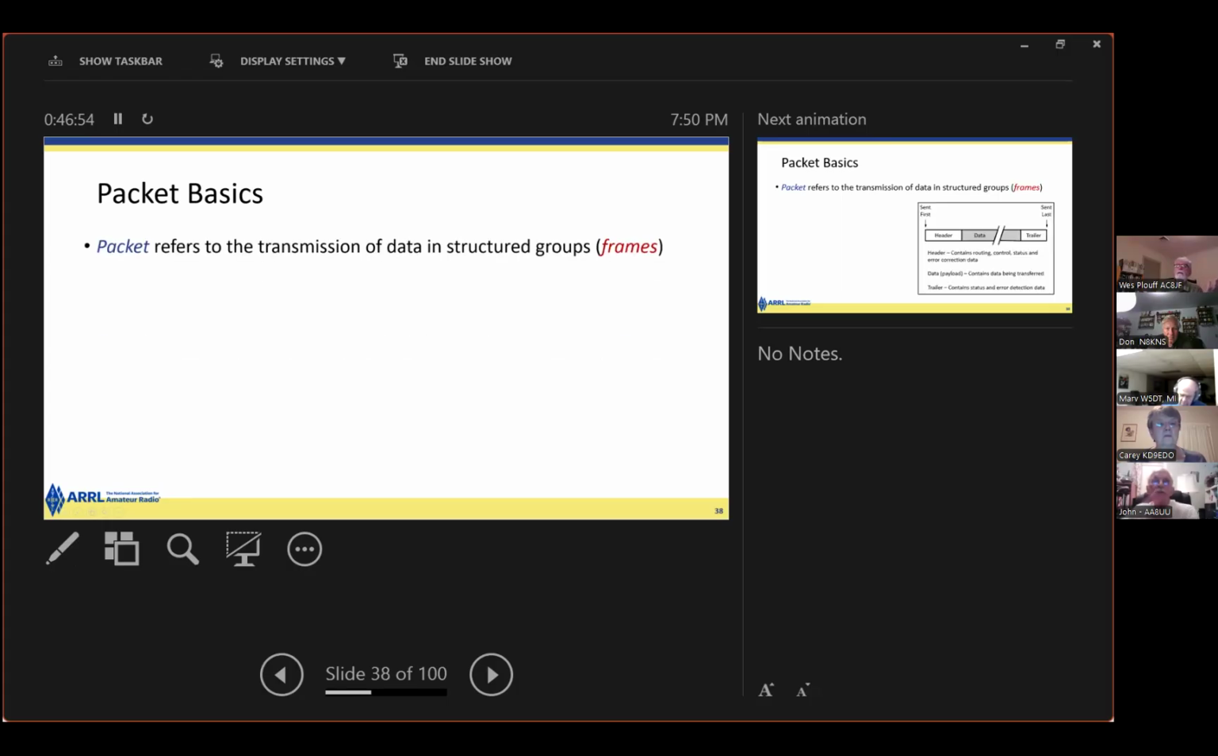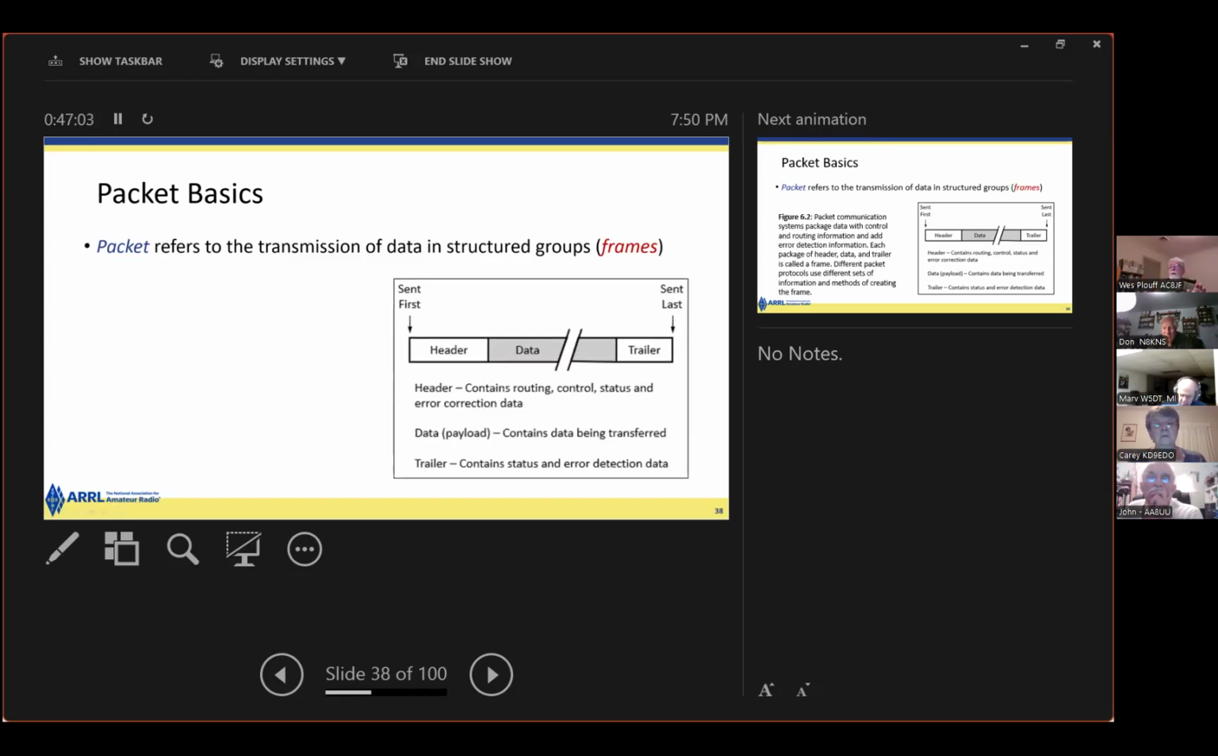A packet refers to transmitting data inside of a structure called a frame. The elements of a frame are a header, the data segment, which is your payload, the data that you want the person at the other end to be able to receive, and then a trailer. The header contains synchronization and routing and control and status information. The trailer contains status and error detection data.